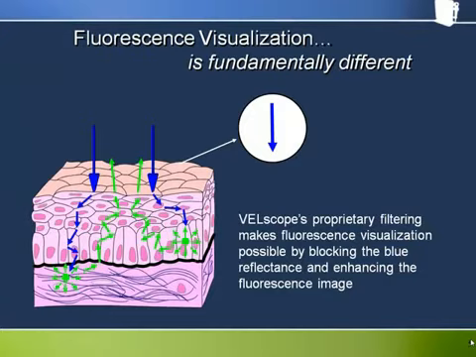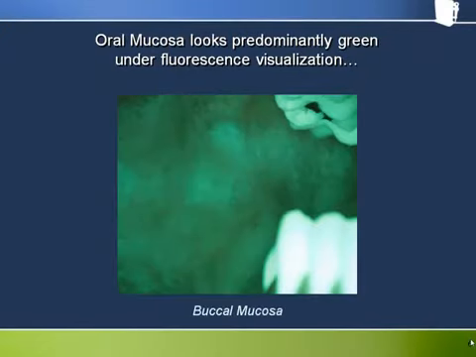The VELscope handpiece allows us to see the natural fluorescence by blocking the much brighter blue light reflected back from the tissue. Also, proprietary filtering of the fluorescence light is performed to optimize the contrast between normal and abnormal tissue. Because the fluorophores in the epithelium and stroma fluoresce mainly in the green when illuminated with blue light, oral mucosa looks predominantly green in appearance when viewed through the VELscope handpiece. This picture shows the inside of the cheek. Incidentally, you can also see the teeth here. Teeth fluoresce more strongly than anything else in the oral cavity.